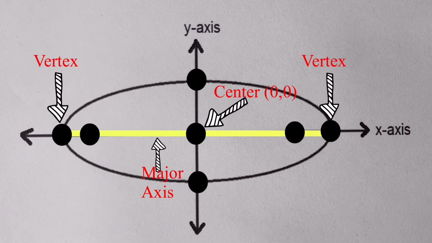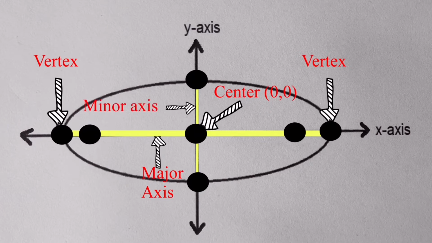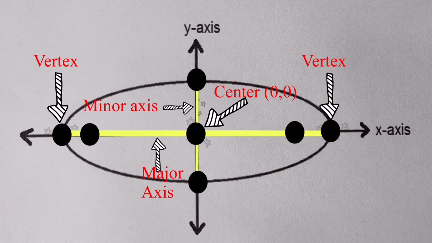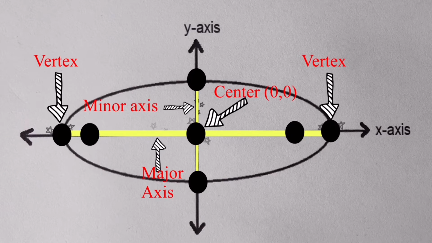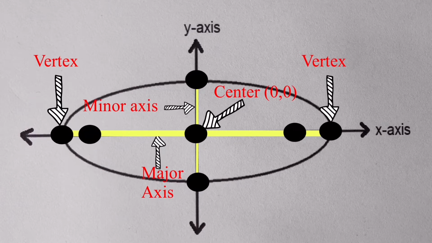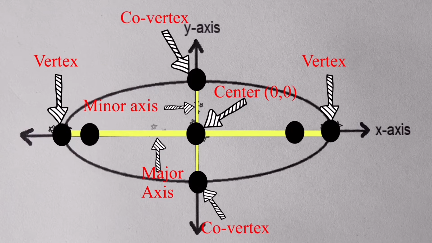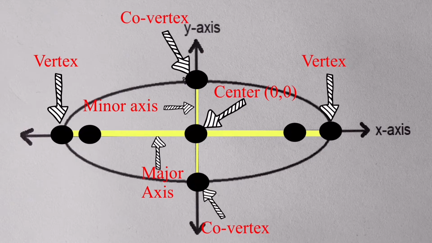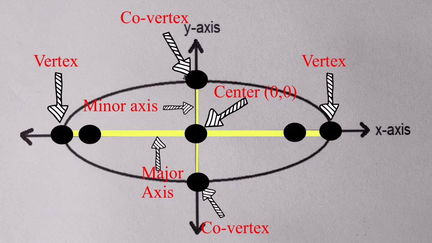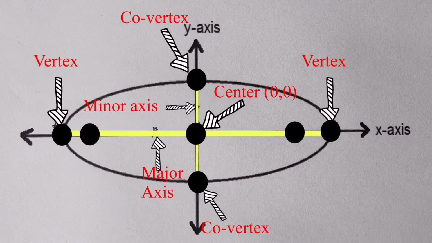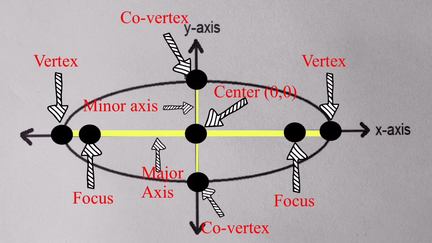Now we also have another diameter which we call the minor axis. This is the shorter diameter of an ellipse that connects the two co-vertices of an ellipse passing through the center. So this point right here is a co-vertex of an ellipse, and this point down here is also a co-vertex of an ellipse. The next part of an ellipse is focus.